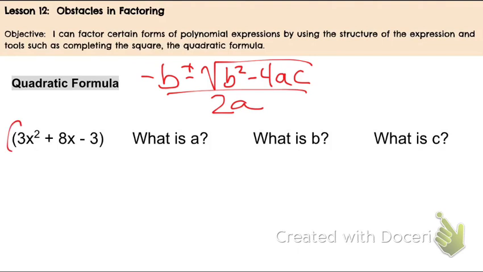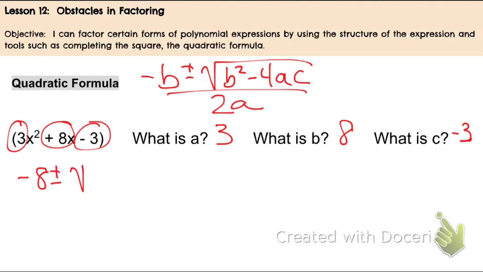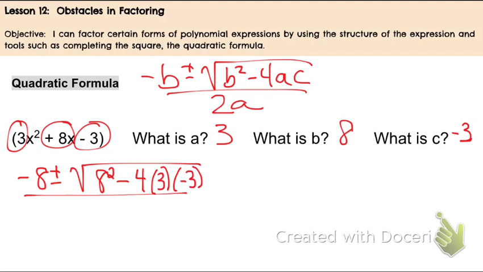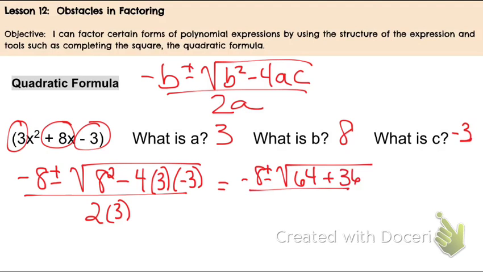Okay. All right, a is 3, b is 8, c is -3. So let's go ahead and put this in here. The opposite of 8 plus or minus the square root of 8 squared minus 4 times 3 times -3 over 2 times 3. So I get negative 8 plus or minus the square root of 64, and then that becomes 4 times 3 is 12, times 3 is 36, and it's positive over 6.